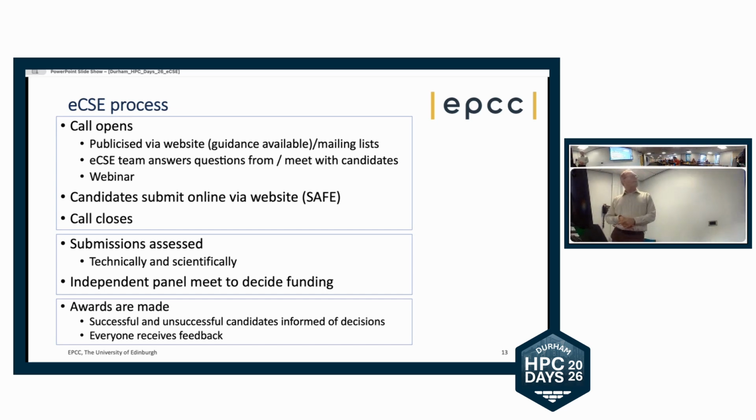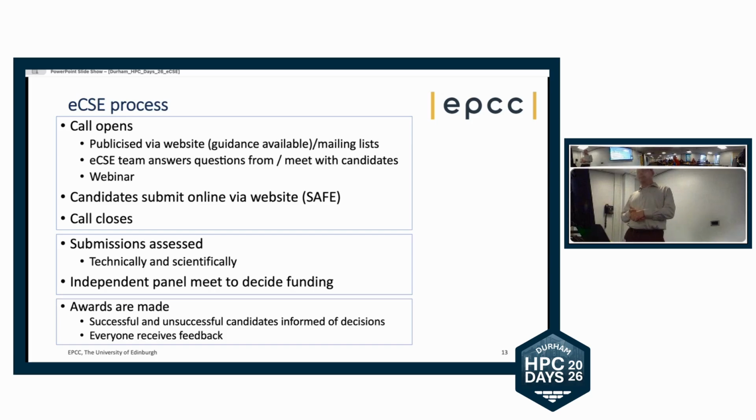Basically, the process here is not so dissimilar from most funding calls, I guess. The call opens, publicised. Candidates submit online. They do this via the SAFE. So the SAFE is the thing that runs basically everything within Archer 2. It's the web interface to Archer 2 and some of our other services. So candidates submit via that, then the call closes.